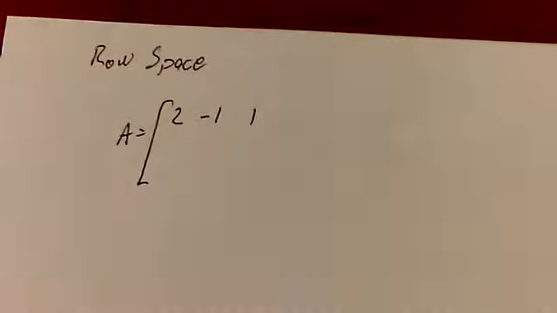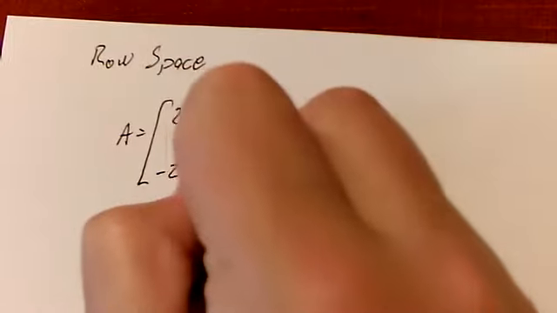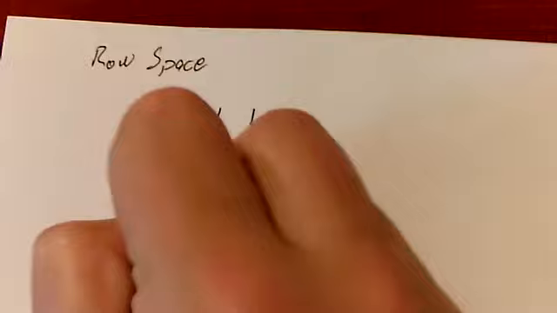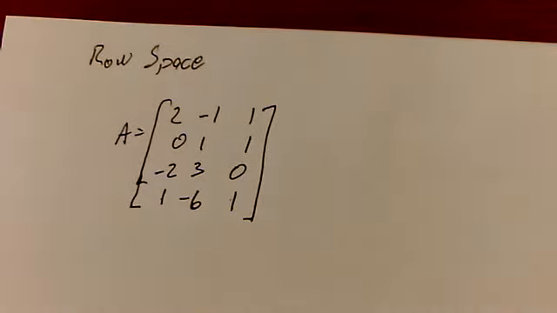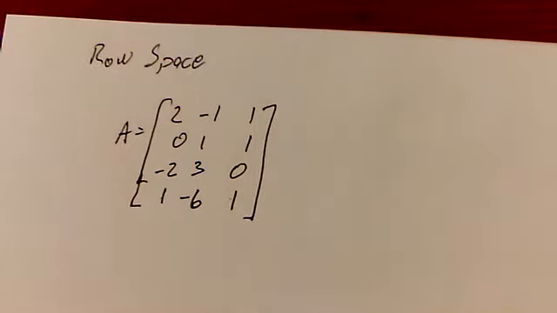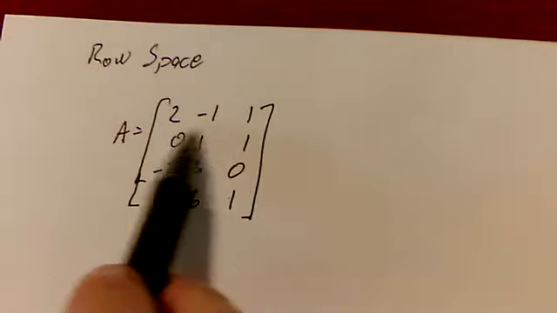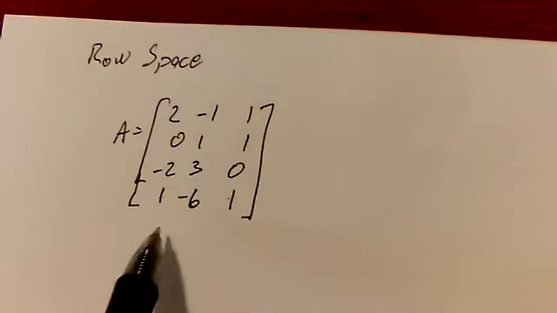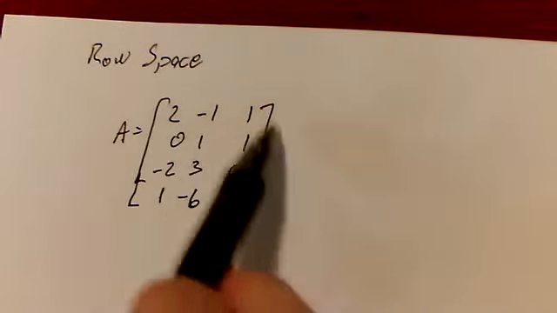There we go. So, row space. If I've got a matrix A, with rows 2, -1, 1; 0, 1, 1; -2, 3, 0; and then we'll do a fourth row here of 1, -6, 1. My row space, much like my column space, corresponds to what happens in the rows. Column space was the columns, row space is the rows.